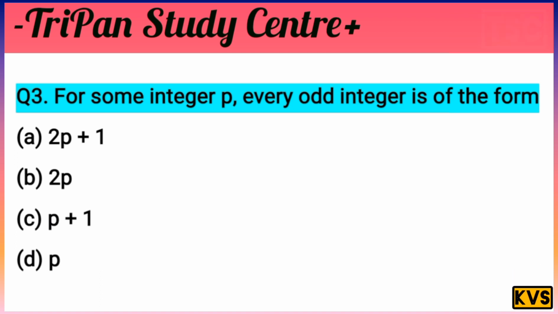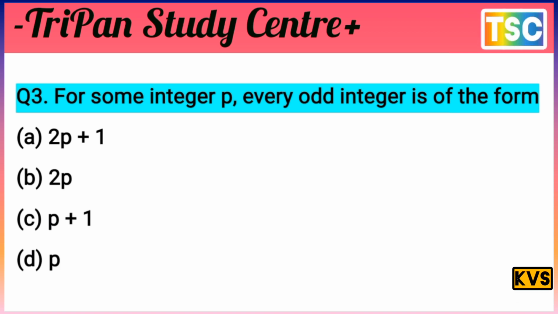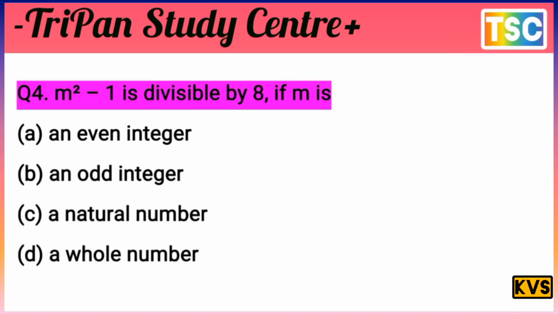D, p, is just an integer here, C, p plus 1, is not it, and B, 2p, is never odd, but A, 2p plus 1, that's the answer. That's important. For some integer p, every odd integer is of the form 2p plus 1. That is the correct answer. Let's see the next question.